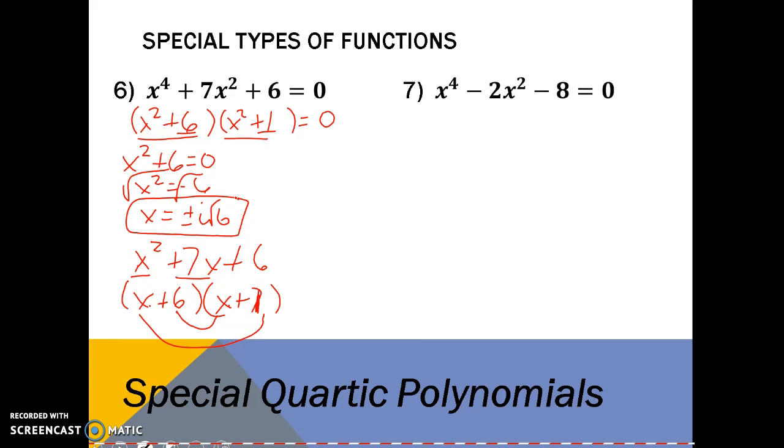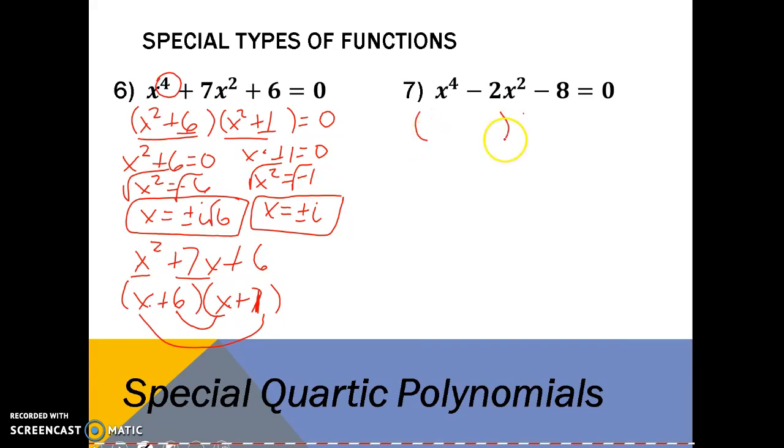My other 2 solutions come from when x squared plus 1 equals 0. And I would subtract 1 from both sides, so x squared equals negative 1. And when I take the square root of both sides, I'm going to have x equals the square root of negative 1, which is plus or minus i. So I have 4 solutions to a 4th degree equation, and they're plus and minus i radical 6 and plus or minus i. They're all imaginary solutions.